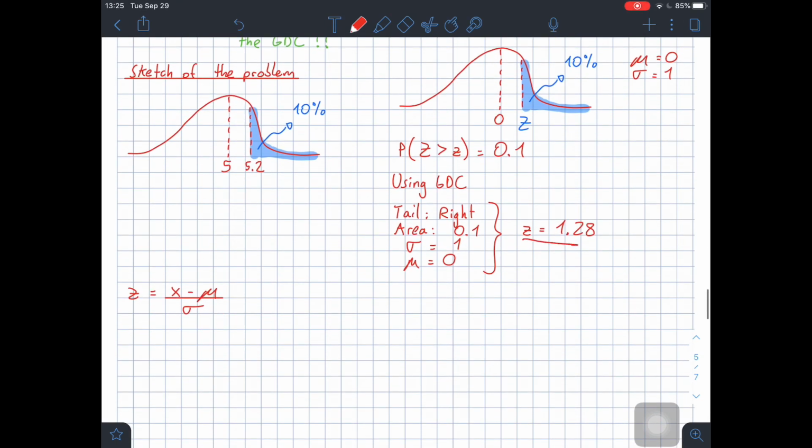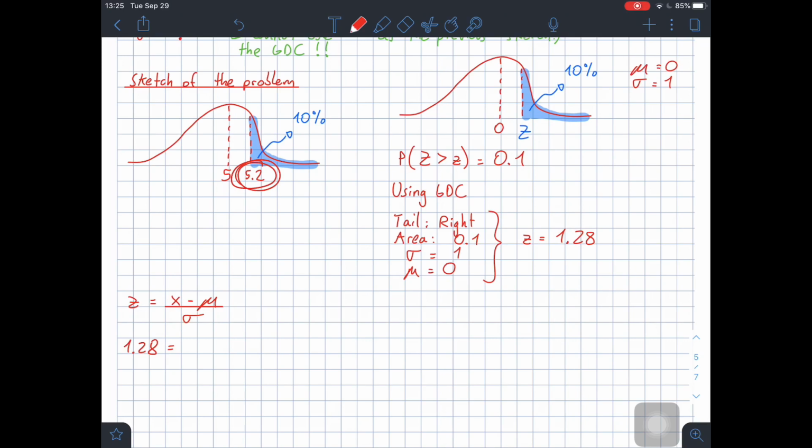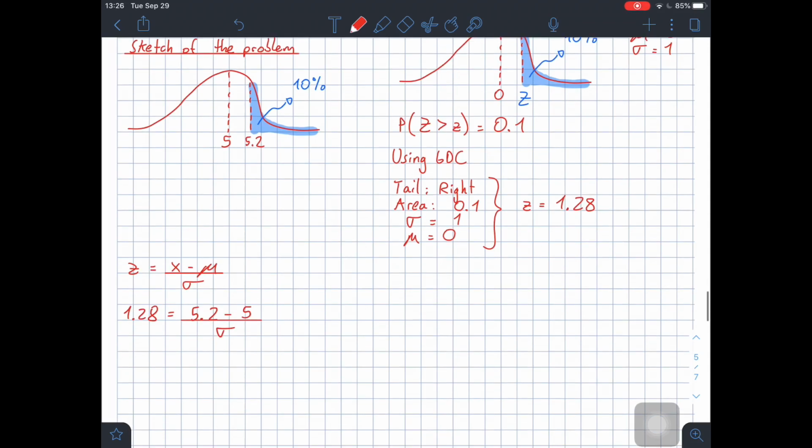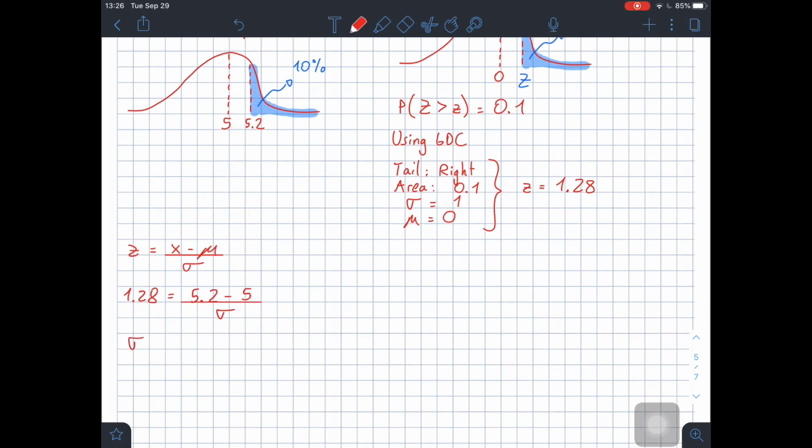So now that we have calculated the C value, 1.28, this is equal to, relating 1.28 with 5.2, so 5.2 is the x value, 5.2 minus the mean of the original data, which is 5. You now see that my only variable is the standard deviation. So I can solve for it, and the standard deviation is equal to 0.2 divided by 1.28.